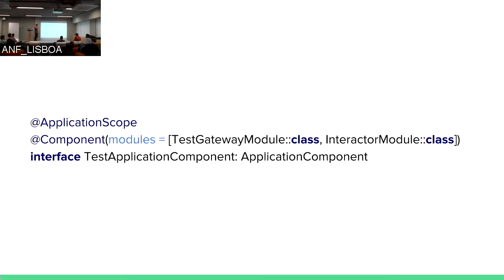So I create this test application component. It requires the test gateway module. And in that case, I want to have the interactor module. No worries, I want the real one. So I will get the interactor module, the normal one, to satisfy the dependency.